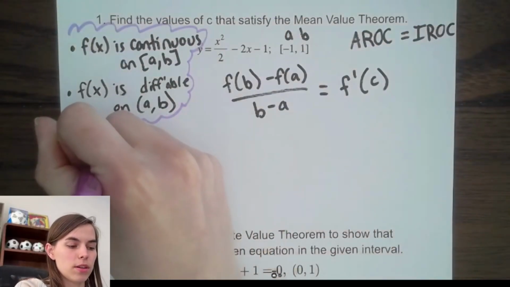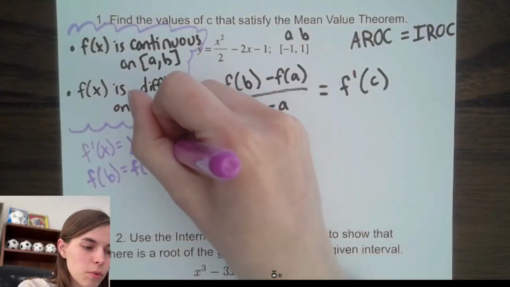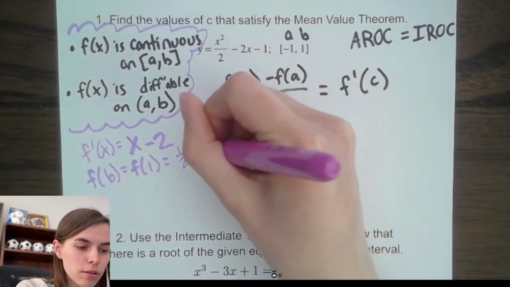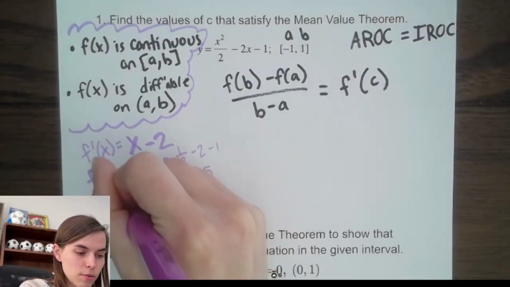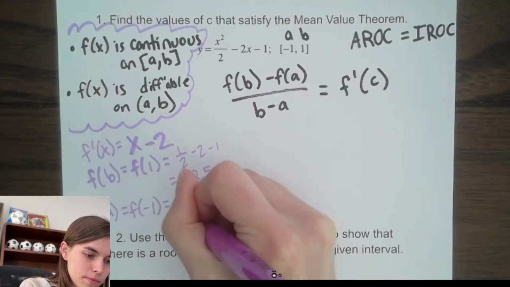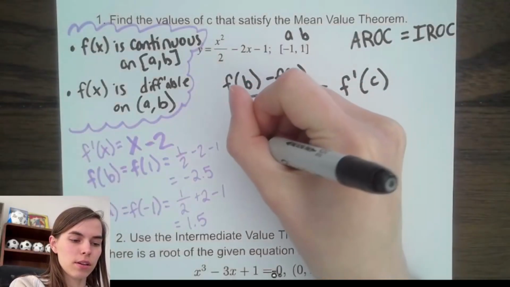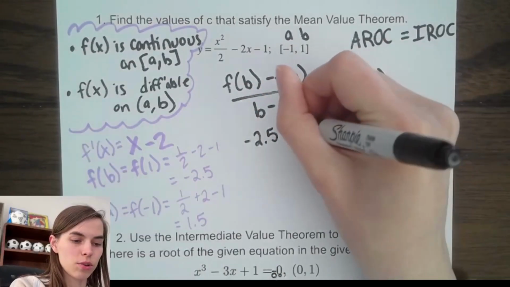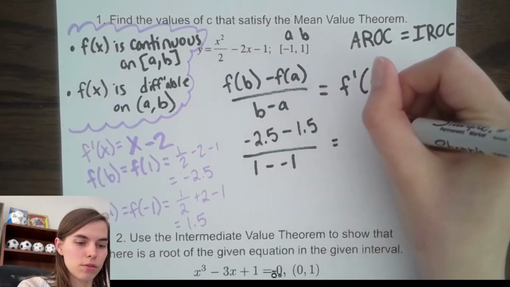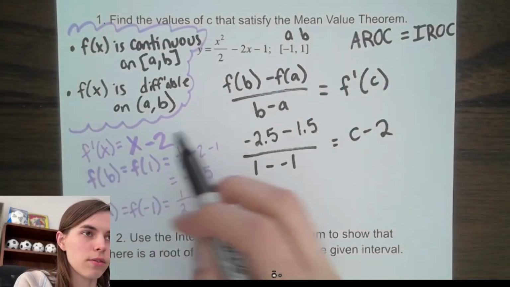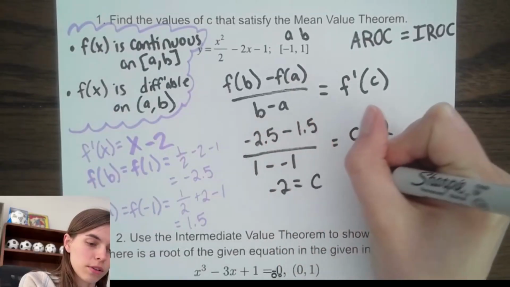This is your derivative. Something else we need to find is f of b, which in this case is f of 1. So f of 1 is going to be 1 squared over 2 minus 2 times 1 minus 1. That is -2.5. And then we do the same thing to find f of a, which is f of -1, and that's going to be 1.5. Now all we need to do is plug everything back into the original. So f of b is -2.5 minus f of a, which is 1.5, all over b minus a, which is 1 minus -1, equal to c minus 2. We just take f prime, and instead of x, we have c. This left side simplifies to -4 over 2, which is -2, equaling c minus 2.